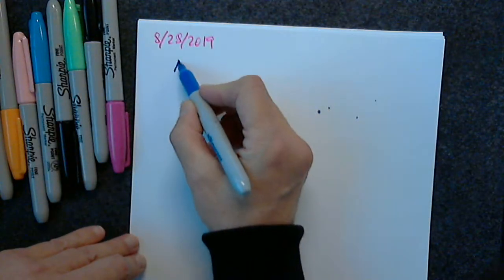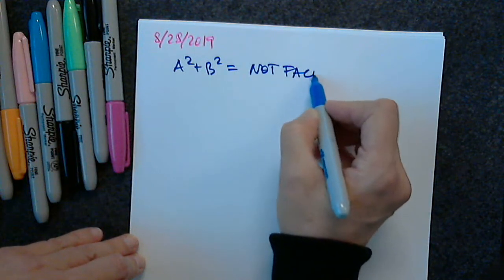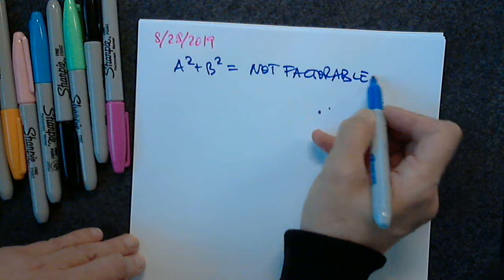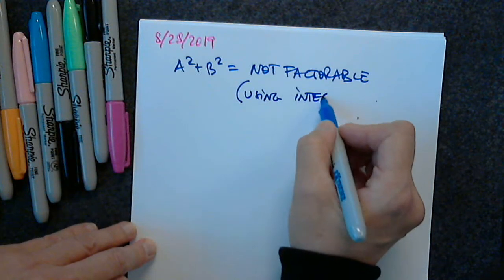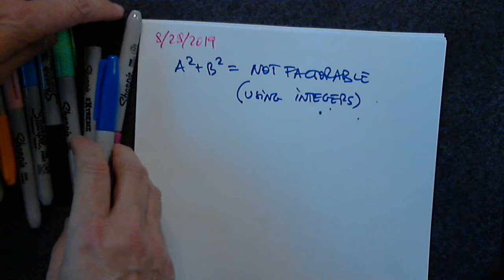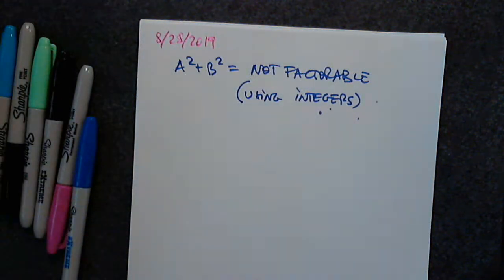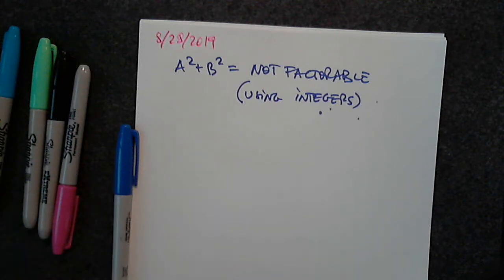So the a squared plus b squared, it's not factorable, to be exact, using integers. In other words, we are really not interested in factoring it if we cannot factor it using integers. Later on in higher math, we do factor it, but in a different way than what we need right now. So we're not going to talk about that. So the sum of squares, we'll say it's not factorable using integers.